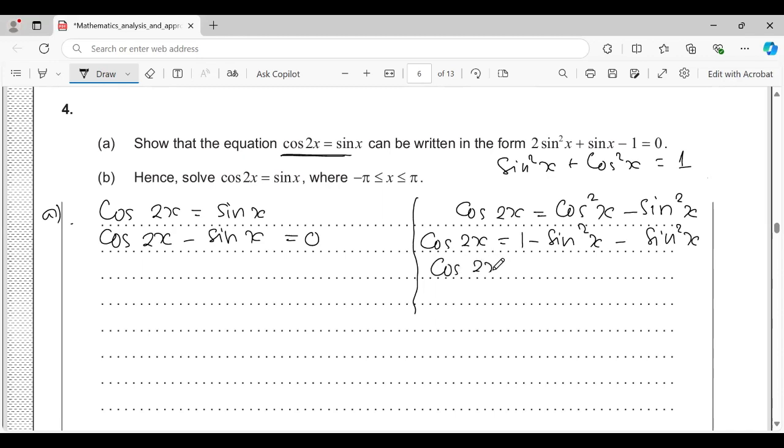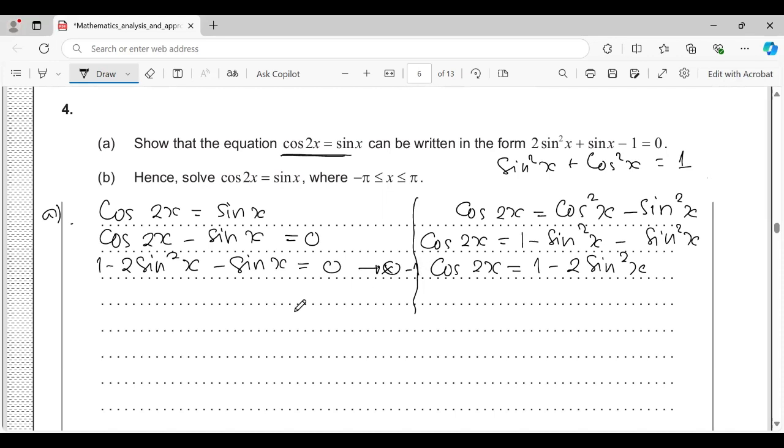Then cosine 2x equals 1 minus 2 sine squared x. So I'd like to convert this: cosine 2x becomes 1 minus 2 sine squared x, minus sine x equals 0.